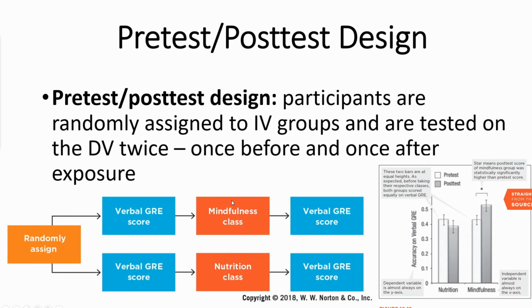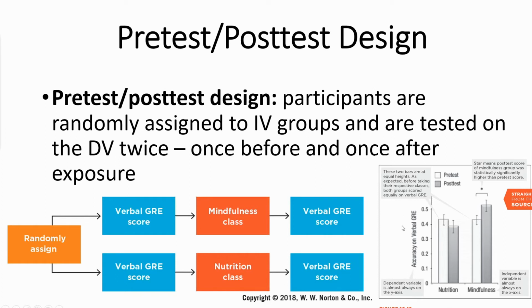Then they sent both groups to their classes, one for the mindfulness class, the other group went to a nutrition class that was unrelated, and then after attending these classes, they retested them to see their performance on these verbal GRE scores. And so if we look at the graph over here, our data is going to be presented just a little bit differently than everything that we've seen so far in this chapter.